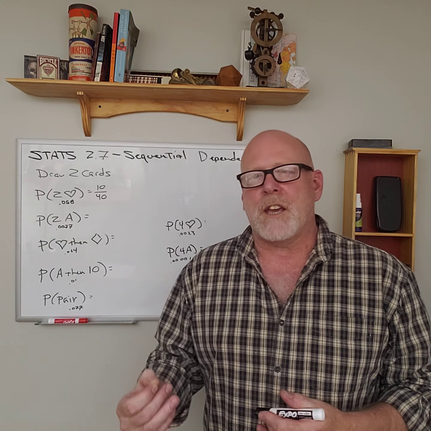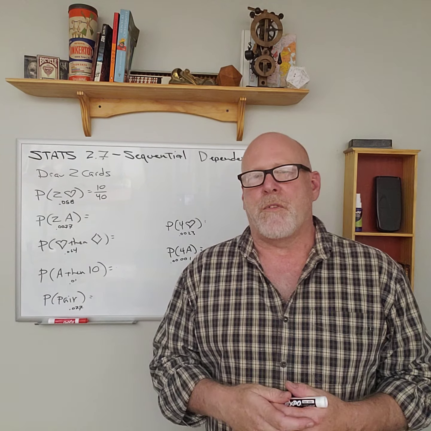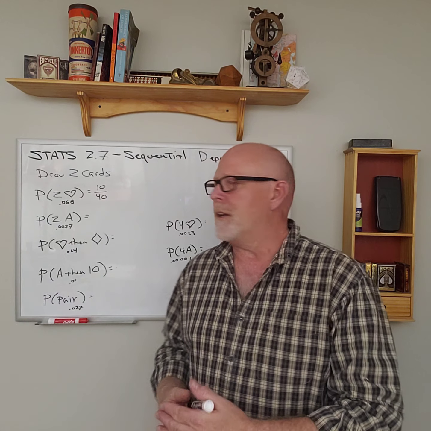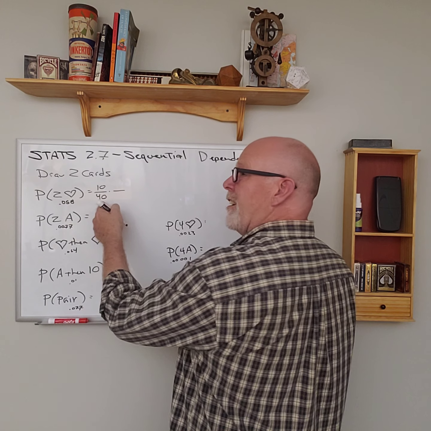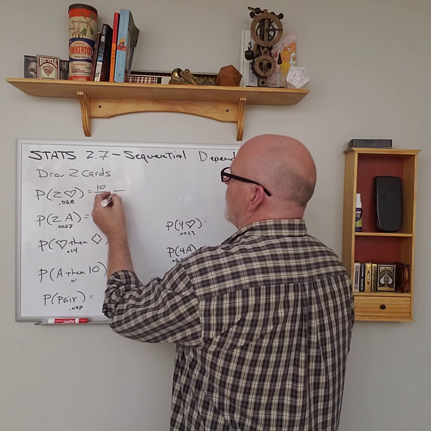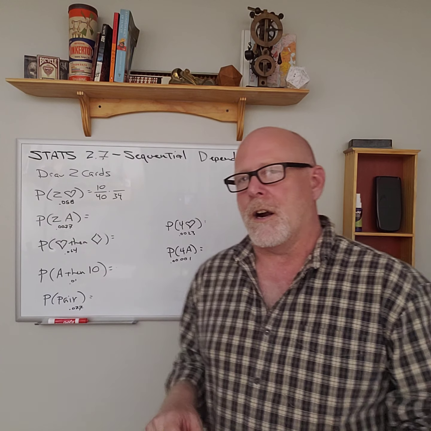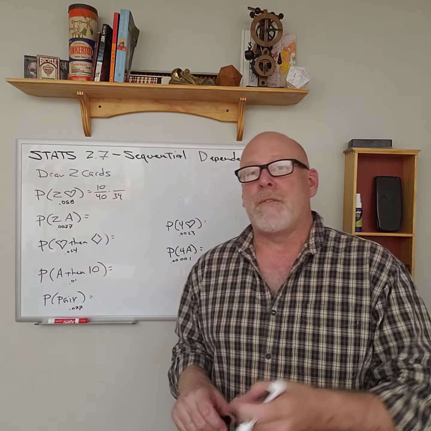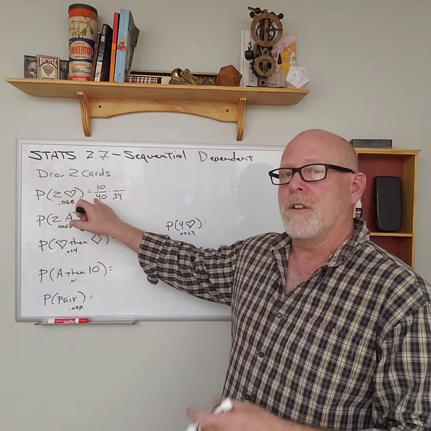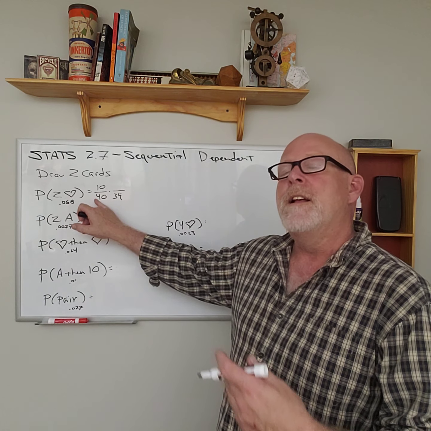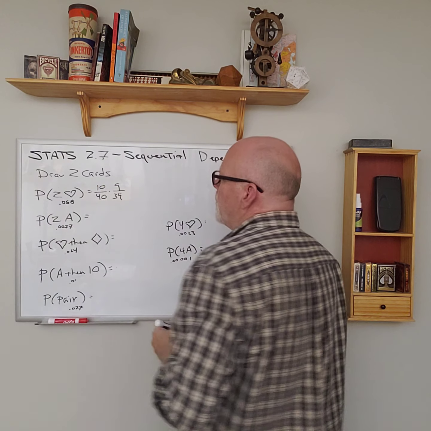But the second draw has now changed because the deck isn't the same as it was before. We're not putting that first card back. So how many cards remain in the deck? Well, if you started at 40 and you took one out, there's going to be 39. And how many of those are hearts? Well, if the first one was a heart, that's what we're counting on here, the first one's a heart and then the second one's a heart, that means there are going to be only 9 hearts left in the deck.